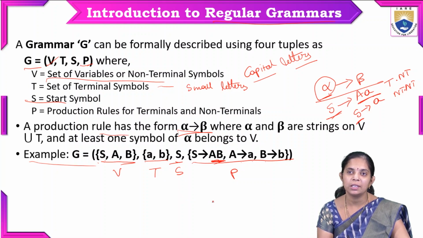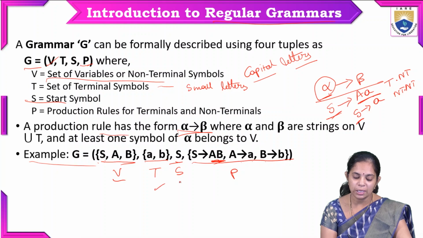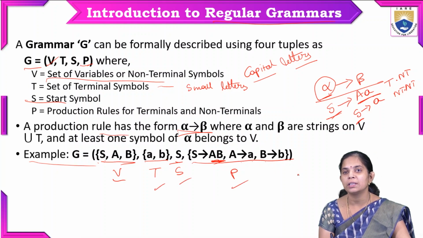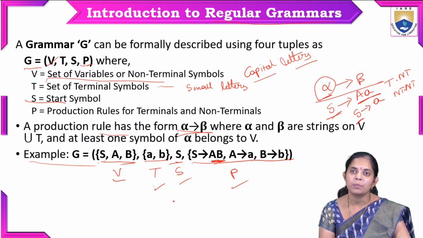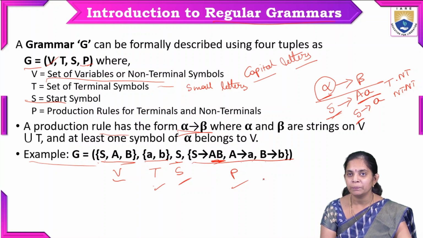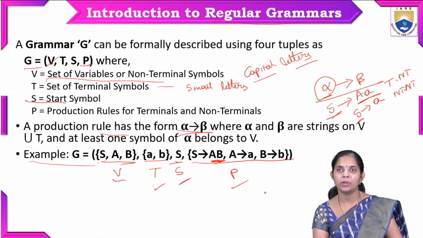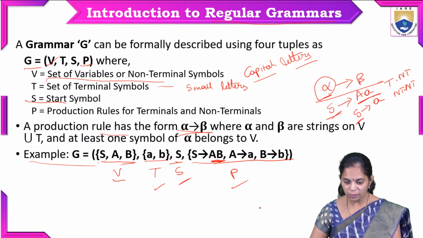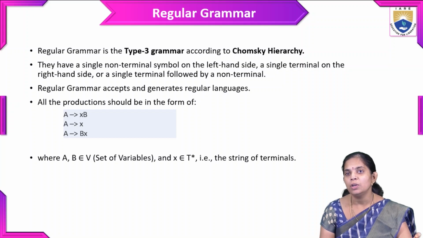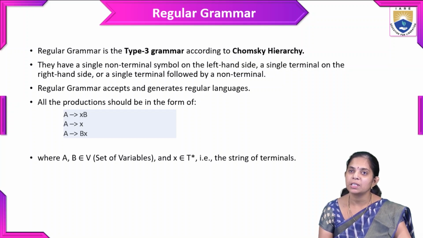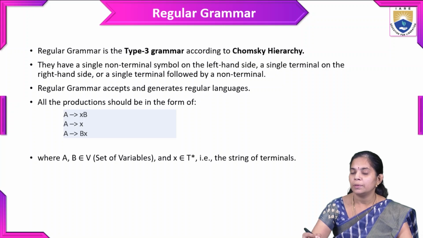So a grammar contains a four tuple V, T, S, P. V is the set of non-terminal values, represented with capital letters, T is the set of terminal values, represented with small letters, S is the start symbol, and these are the production rules. This is about the regular grammar. Coming to the regular grammar in the Chomsky hierarchy, we already discussed the Chomsky hierarchy in the Turing machine.